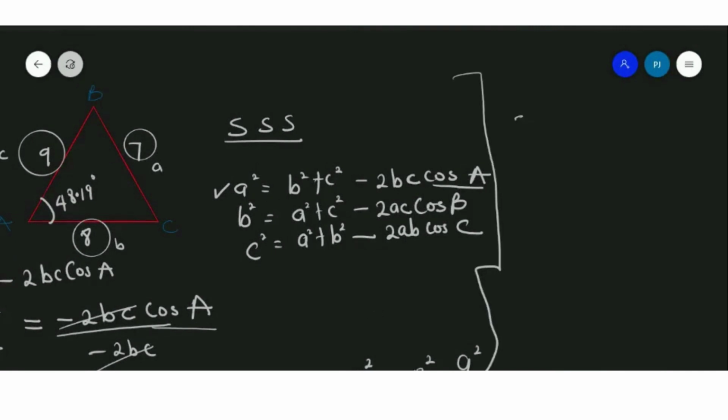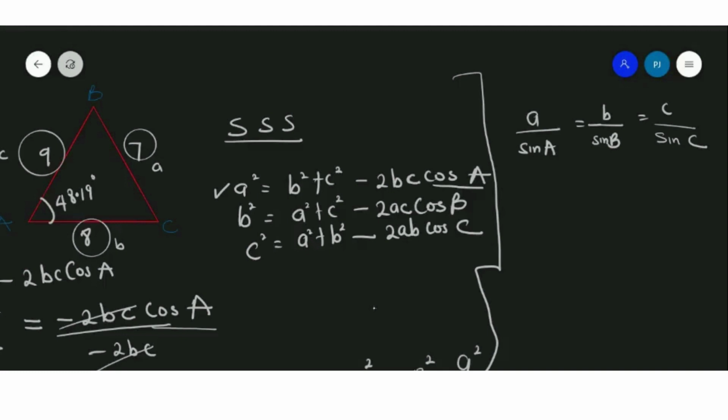So we can use the sine rule: A over sine A is equal to B over sine B is equal to C over sine C. So let's check it out and see if we can already solve using any of the three sides, just to find the angle in between.